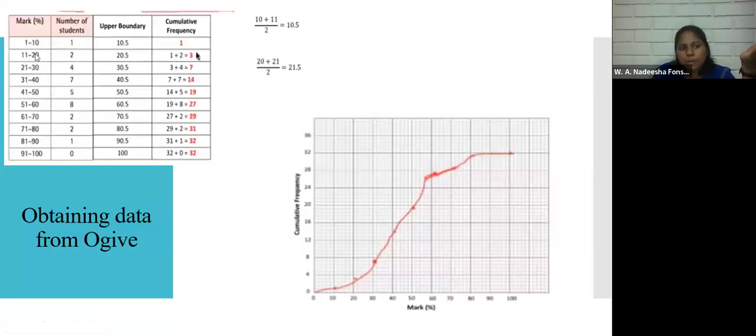By considering the upper boundary, here the upper value is 10, so the upper boundary is 10.5. The upper value is 20 here, so the upper boundary is 20.5. Then 30, 30.5, like that up to 100. Yes, 90, 90.5. It cannot be 100.5, so that is 100. So the x-axis should be 0 to 100 here. So then the cumulative frequency.